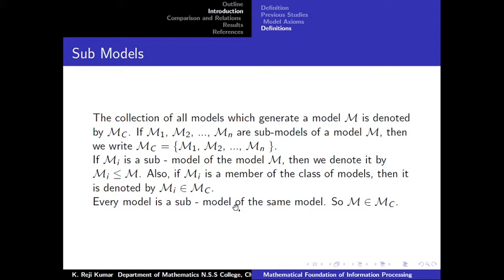The collection of all models which generate a model M is denoted by MC. If some models M1, M2, etc. to Mn are the submodels of a model M, then we write MC equal to {M1, M2, ..., Mn} in set notation. If Mi is a submodel of the model M, then we denote it by Mi less than or equal to M. Also, if Mi is a member of the class of models, it is denoted by Mi is an element of MC. Every model is a submodel of some model. So M is an element of MC.